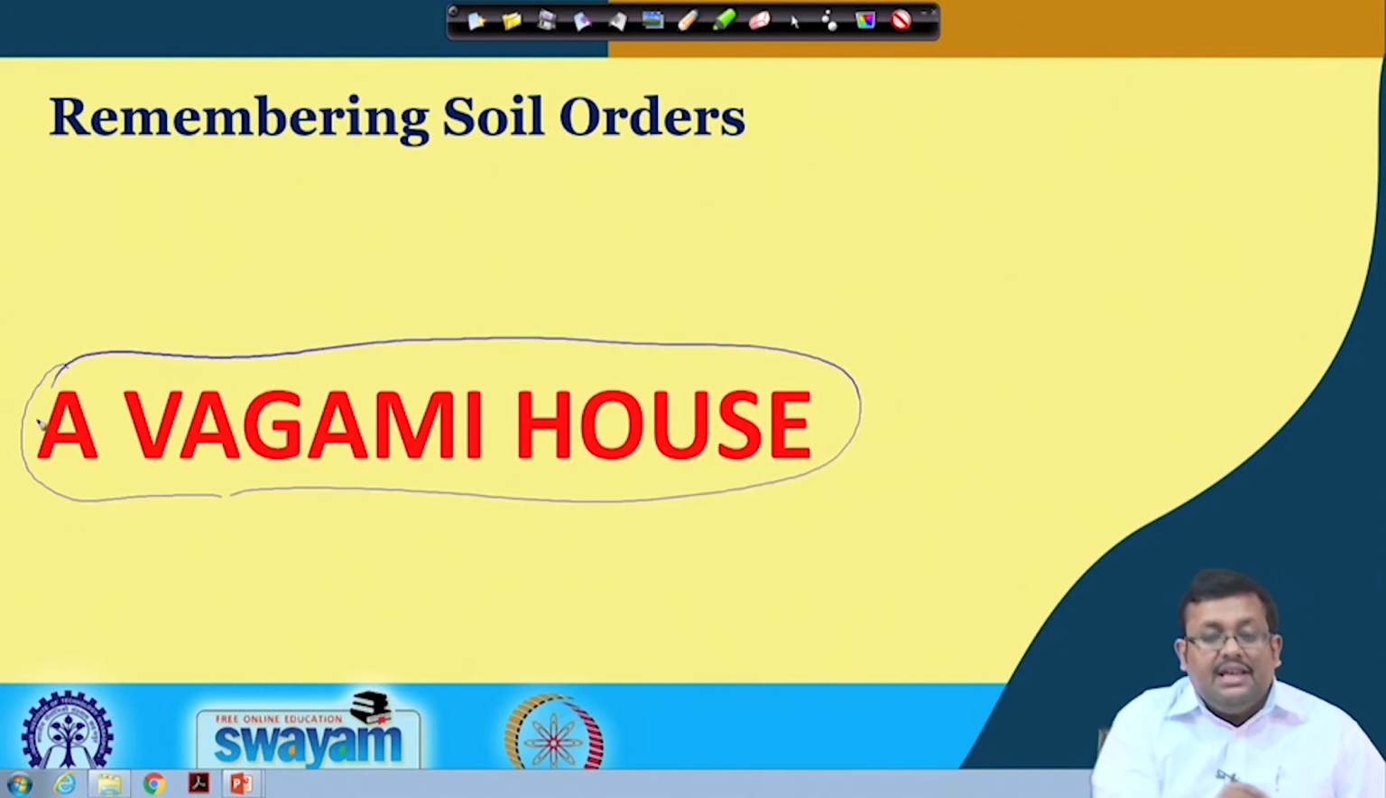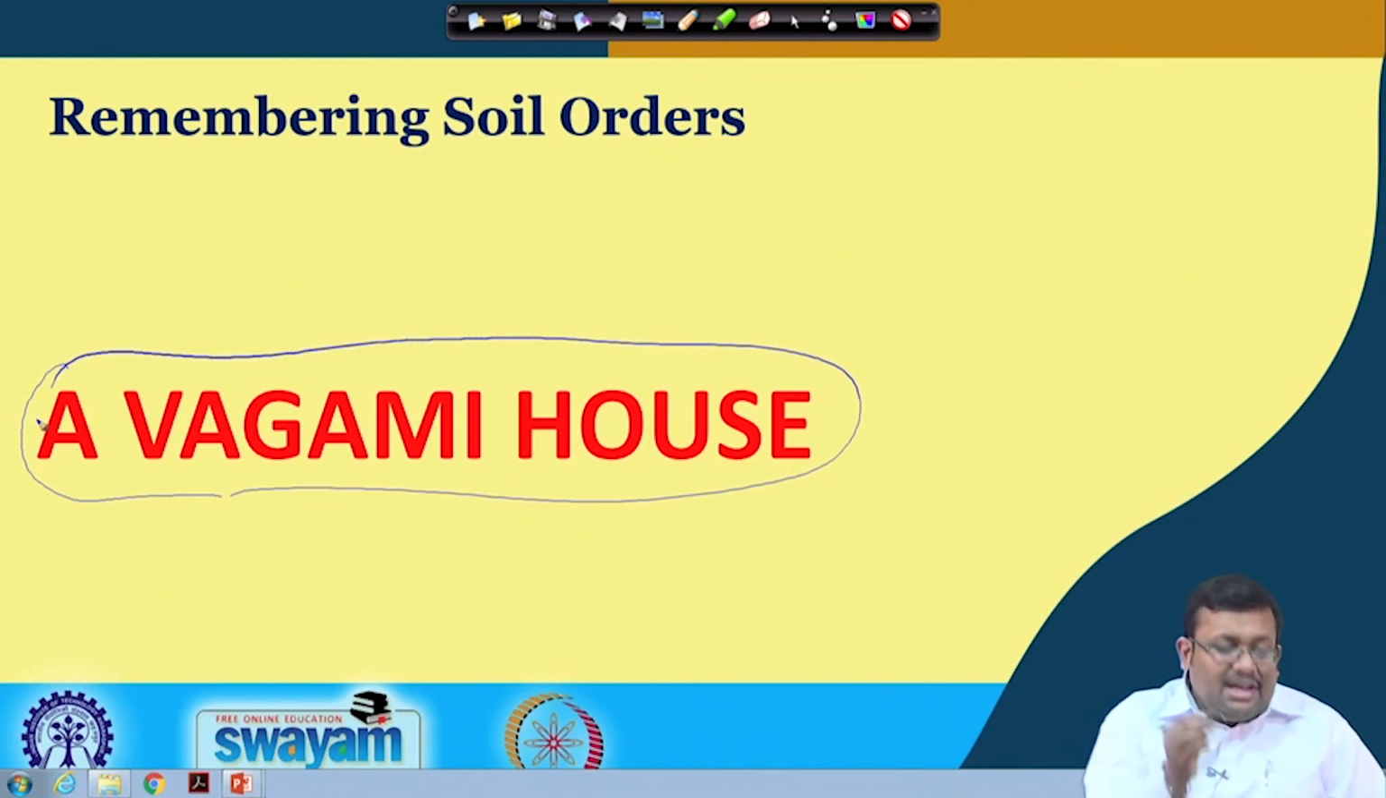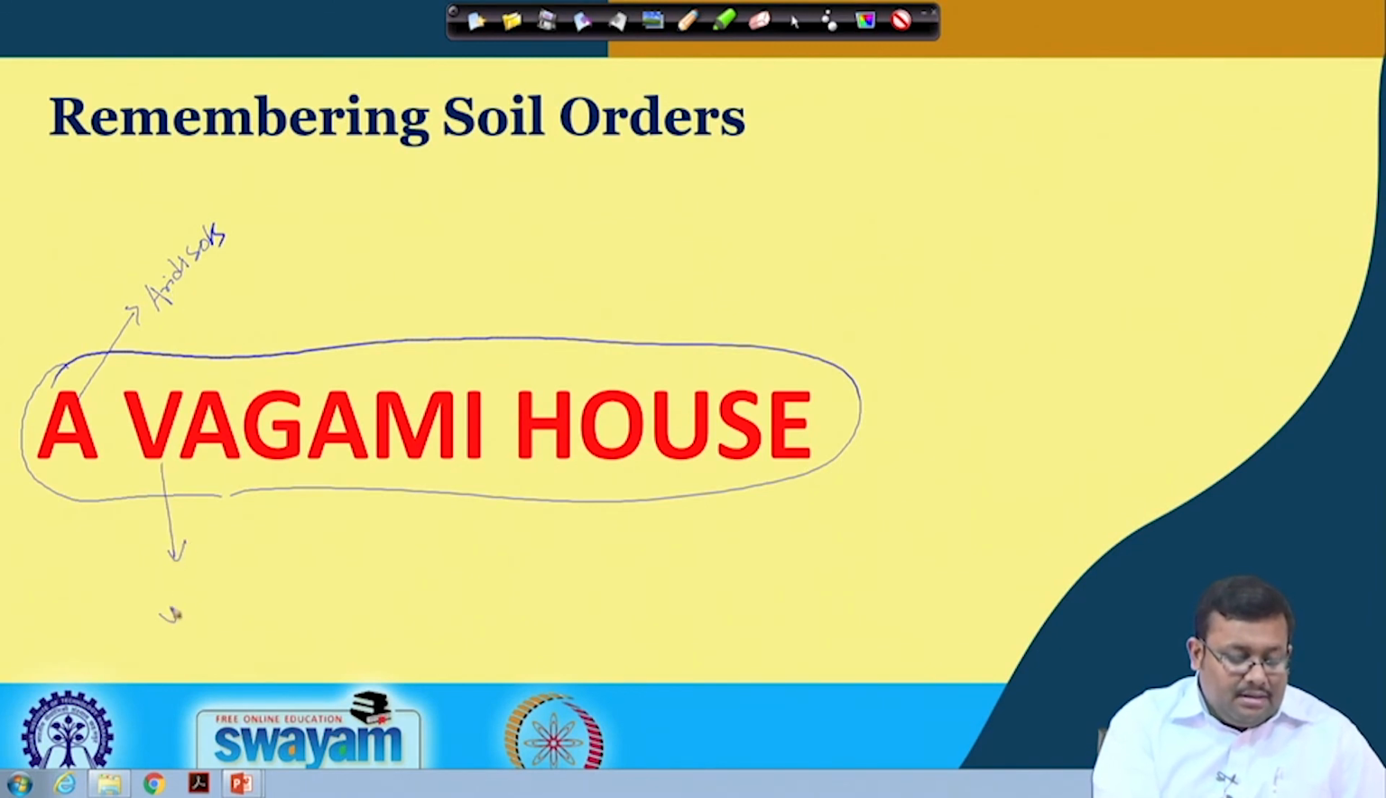Now, this basically shows the starting of all the 12 orders in a concise form. How? So, let us see. So, this A basically stands for, for example, Aridisols. This V, Vertisols. This A, Andisols.